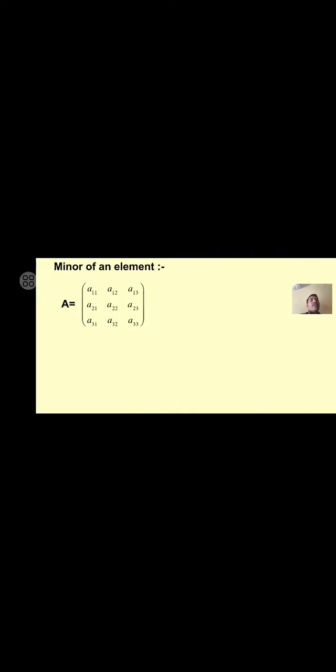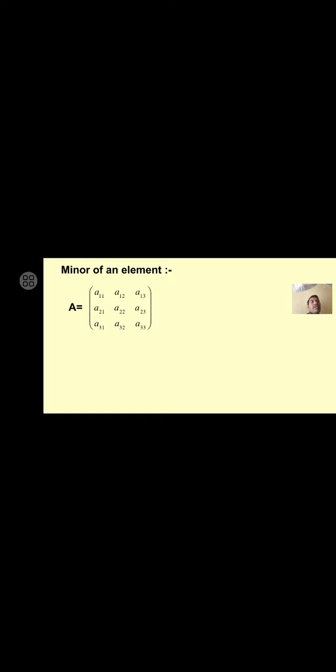So, minor of an element. In the previous class, we discussed minor of an element. Suppose a 3 by 3 matrix is like A equals to A11, A12, A13, A21, A22, A23, A31, A32, A33.